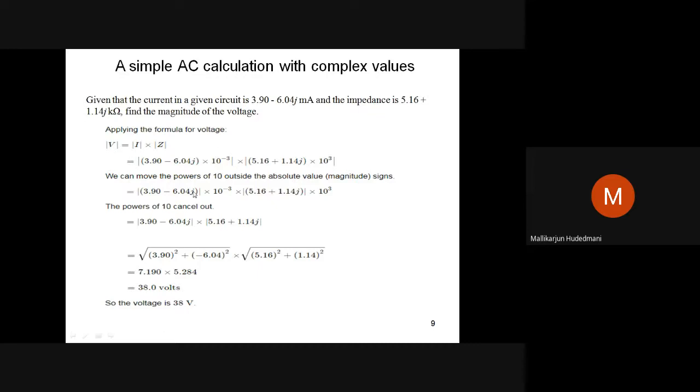No need for this much of very rigorous steps. These are so many steps you have done here. So if you use a calculator, probably a two-step answer. First step is rectangular answer. Second step is polar answer. So this is how the complex quantity works.